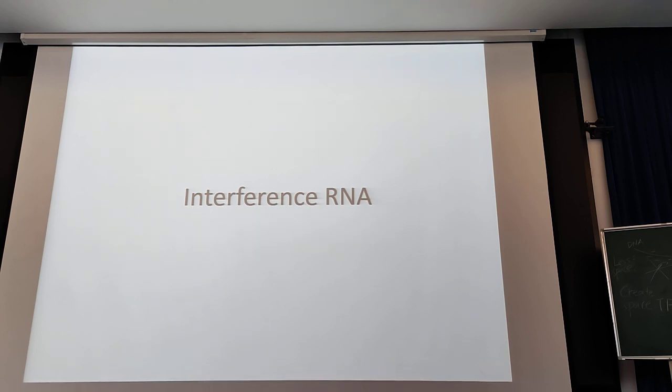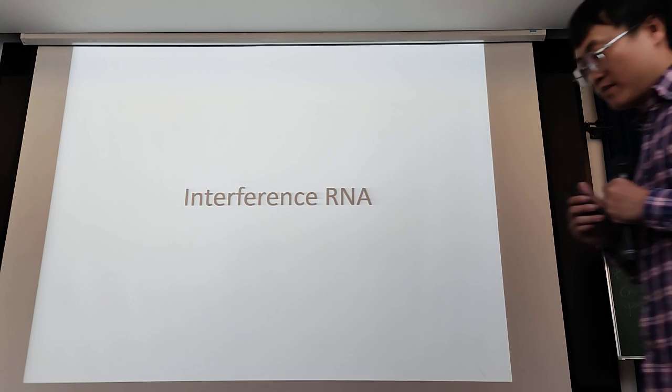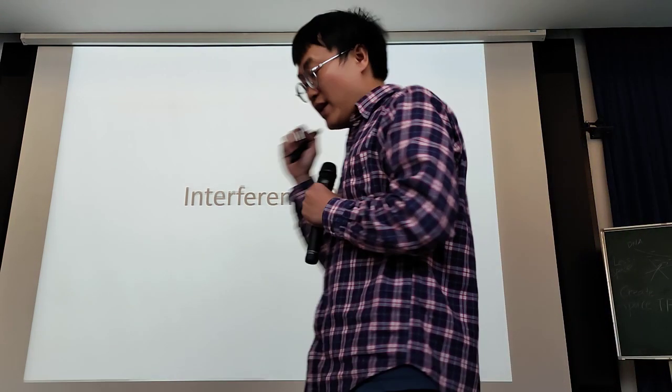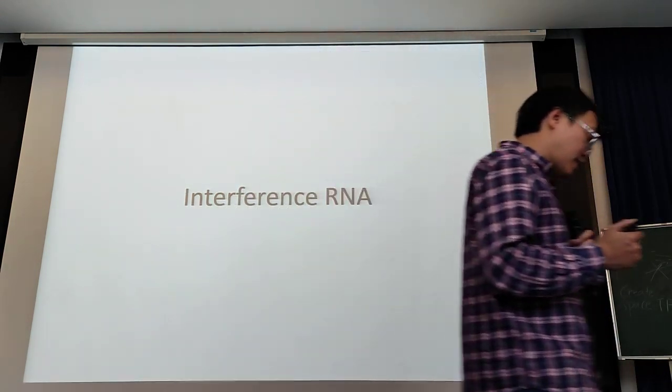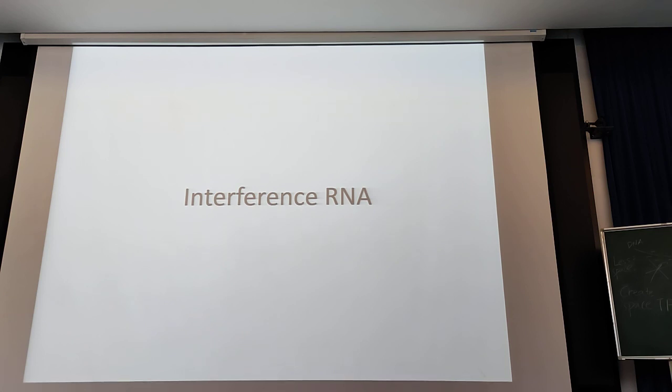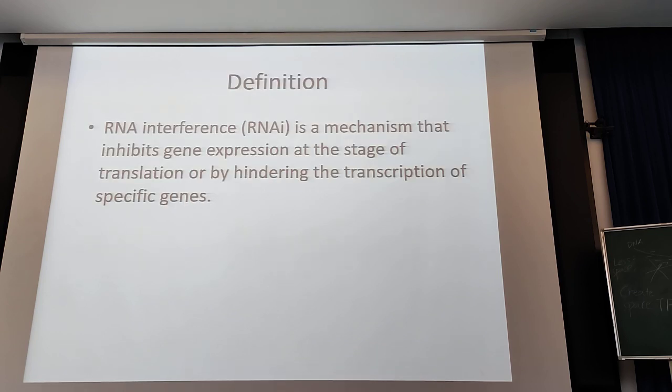Okay, coming to the last mechanism of today, which is interference RNA. So DNA methylation and histone modification combine together to create what is so-called the epigenetic marker. But interference RNA interacts to control transcription at a different level.